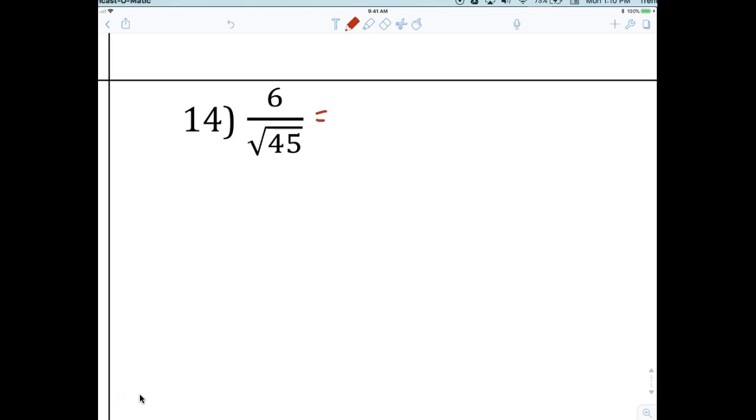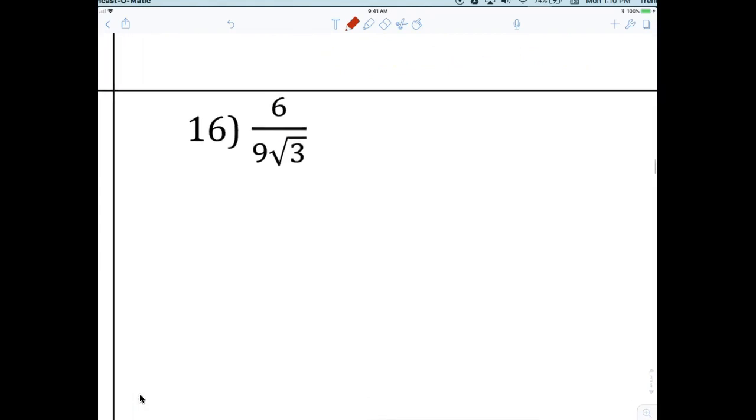So on 14, 45, we have to break down to 3 radical 5. So let's rewrite this as 6 over 3 radical 5. And then we reduce to 2 over radical 5. You guys are on top. Thank you. 2 radical 5 over 5. Any issues or concerns with that? Very similar.